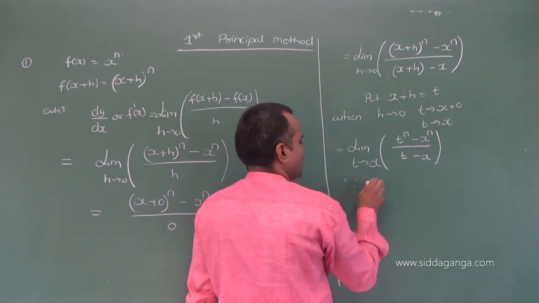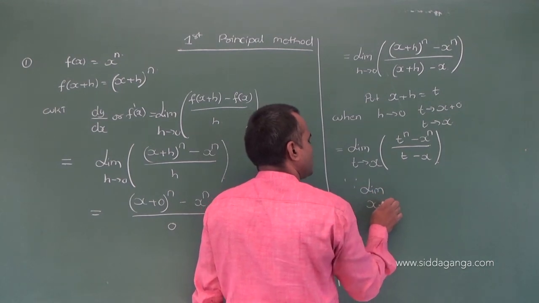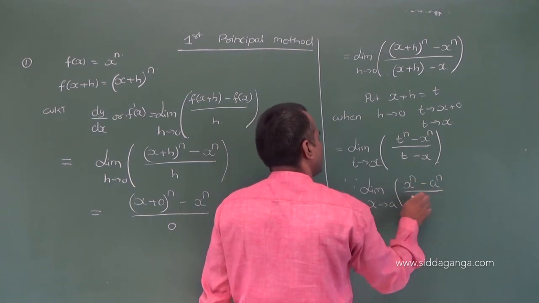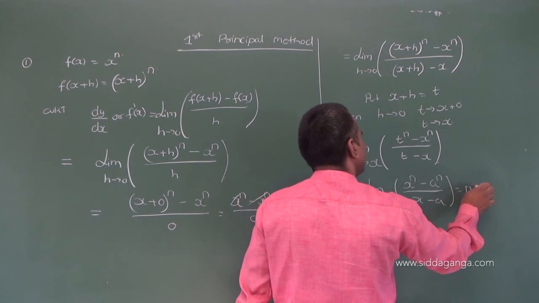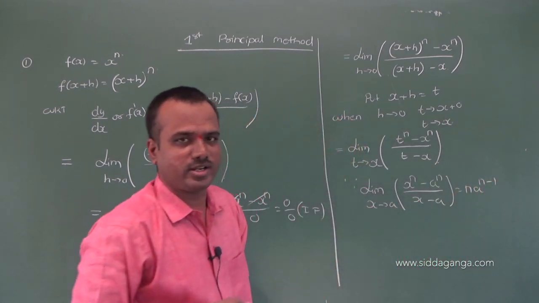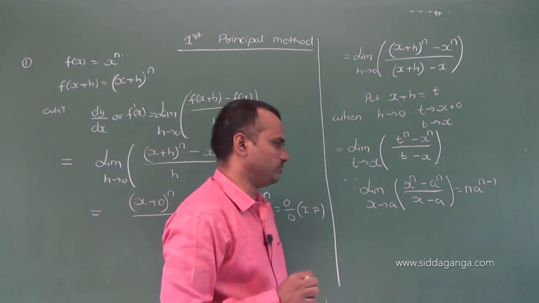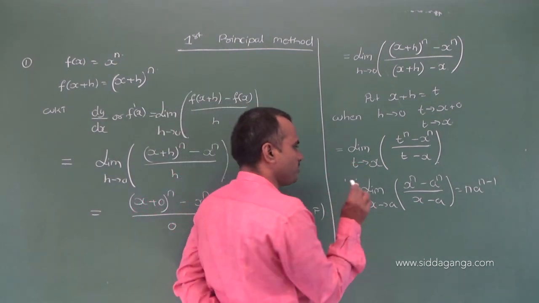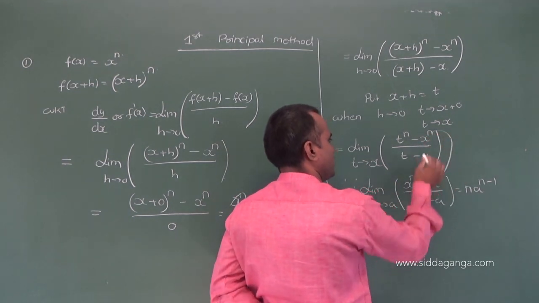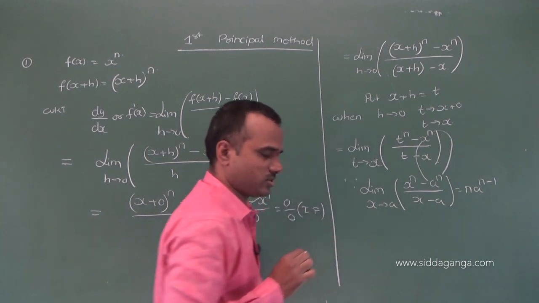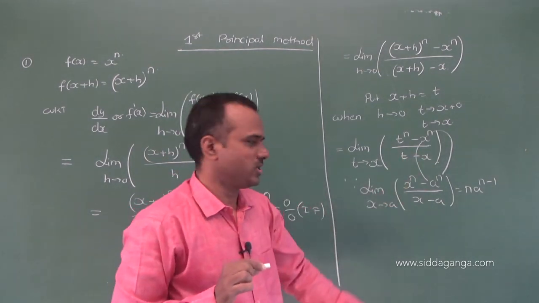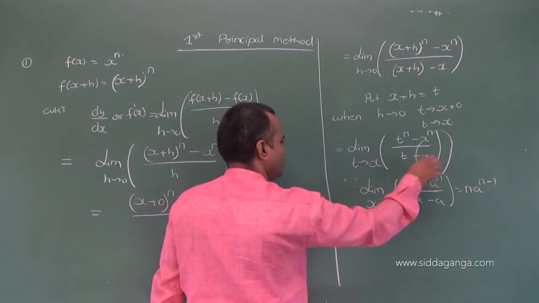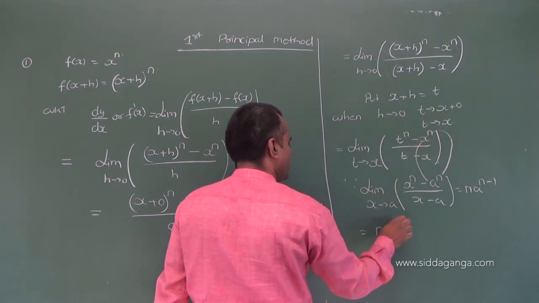Since limit x tends to a, x to the power n minus a to the power n divided by x minus a, you know theorem 1: n into a to the power n minus 1. Observe these two results, very important. In the place of a, it is x. So n into a to the power n minus 1 implies n into x to the power n minus 1.